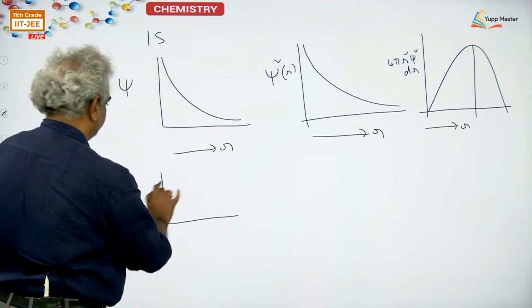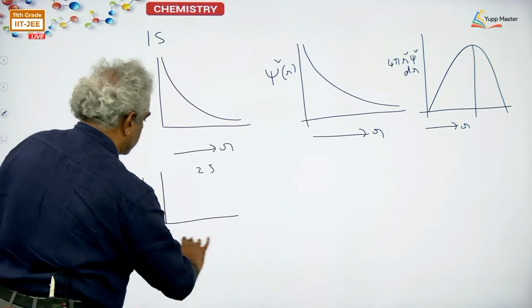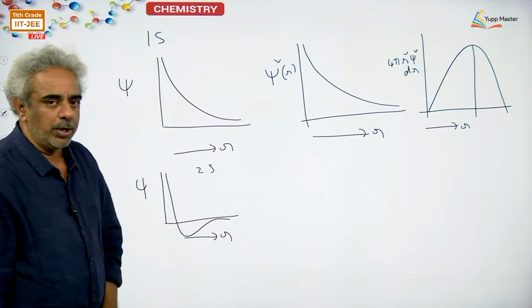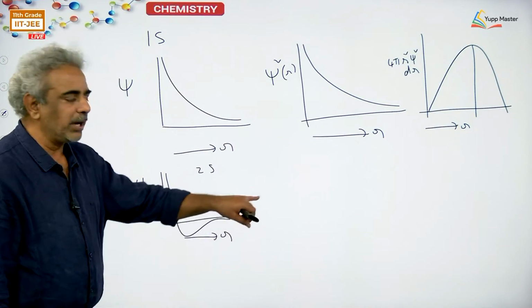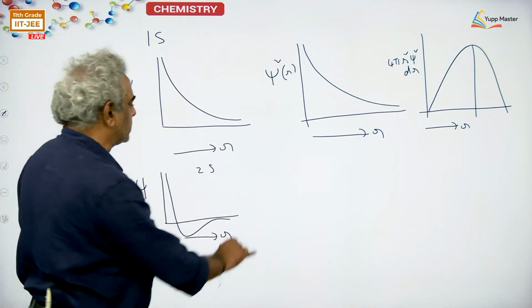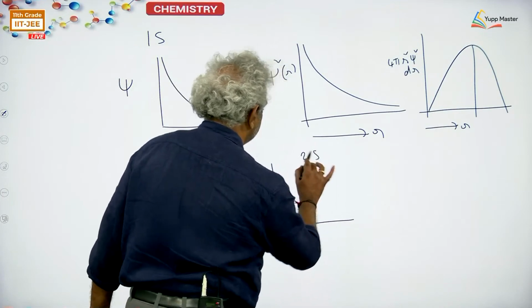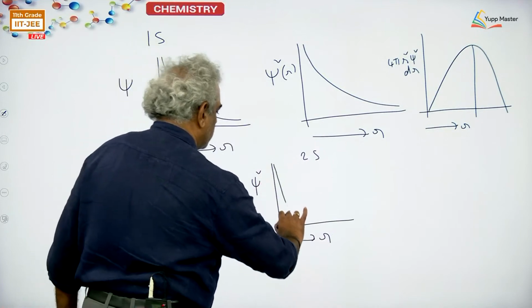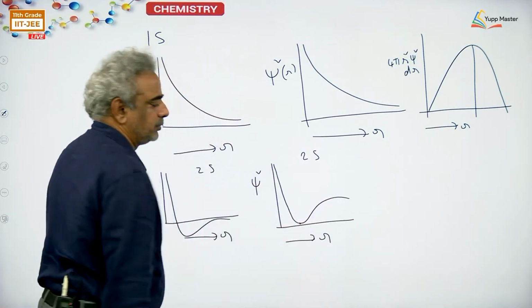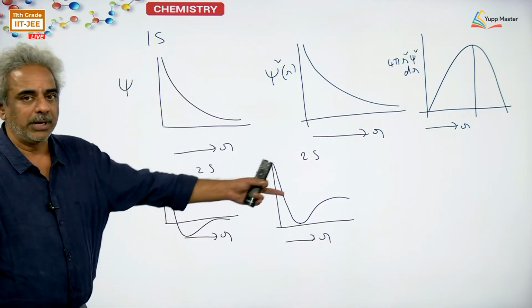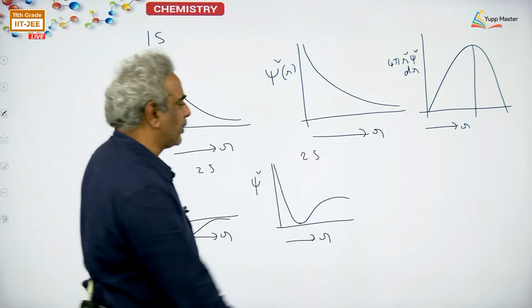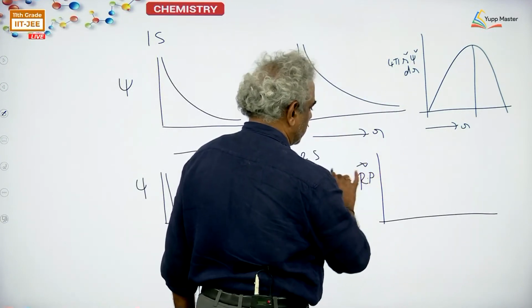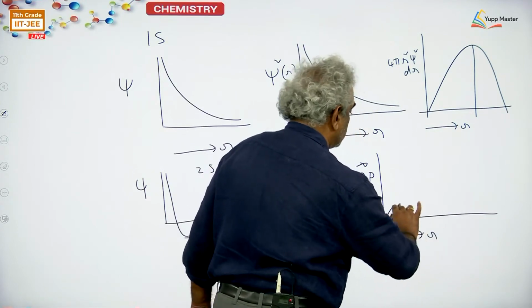For 2s, psi versus r is like this. See, there is a node at one particular distance, and psi starts becoming negative. And if you take psi square versus r for 2s, this is going to give you a positive value from there onwards. This negative part will go up because psi square cannot be negative. And the radial probability versus r for 2s is like this.